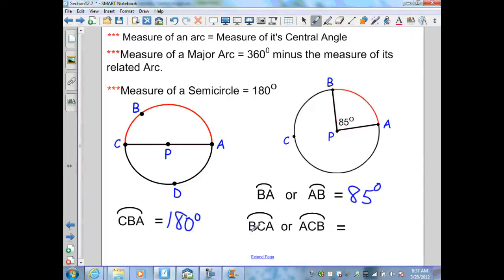Next, I want to find the measure of arc BCA or ACB. If I look in the diagram, BCA and ACB are the same arc, and since I know that it is greater than 180 degrees, it is a major arc. To find the measure of a major arc, I just take 360 minus the measure of its related arc, which is 85 degrees. Therefore, the measure of arc BCA or ACB is equal to 275 degrees.